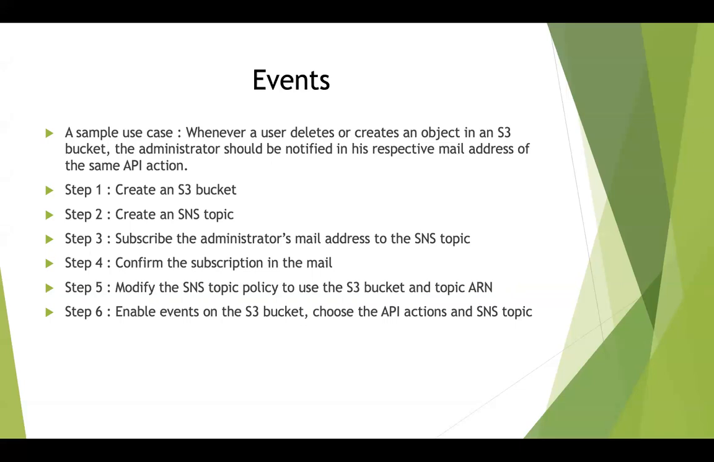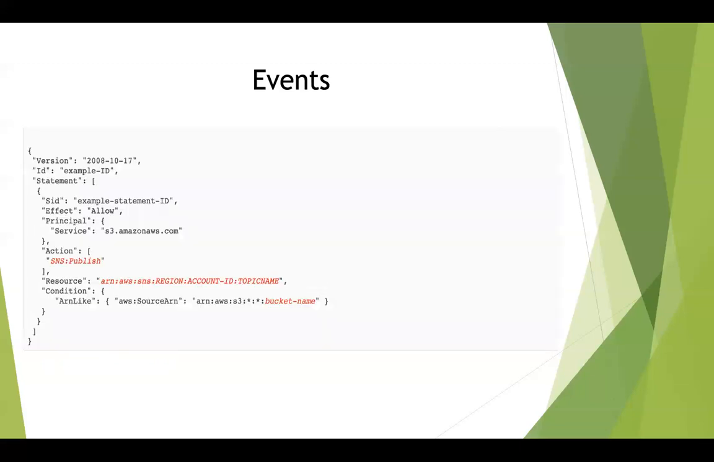Okay. So this is an example of a topic policy when it comes to SNS. In this topic policy, we can see that we have effect as allow, the principal service being s3.amazonaws.com, and we are publishing to that particular topic. You can see that the resource is going to be that topic's ARN, and then the condition is going to be our particular S3 bucket. So we are going to monitor this S3 bucket using SNS, and each and every time an object is put or deleted in this S3 bucket, we will be able to publish a notification to that particular topic and to the subscription that has been made to that topic, which is going to be the administrator's email address. Okay.